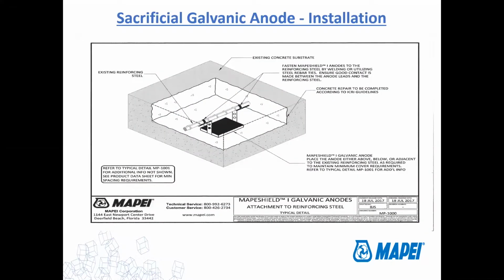Here's a typical detail that we have, just showing how you fasten the anode to the steel. There's different requirements as far as having a standoff. You don't want the anode to be smashed right up against the steel. You want a little gap between that. That's to allow throwing capacity and different things I won't get into. But it's pretty simple. They're a relatively cheap, easy way to do it. And you prevent that growing problem.